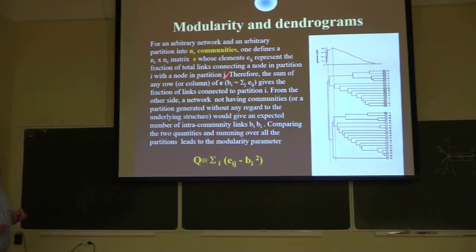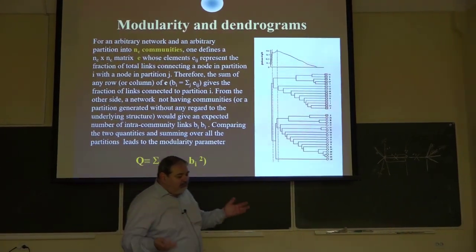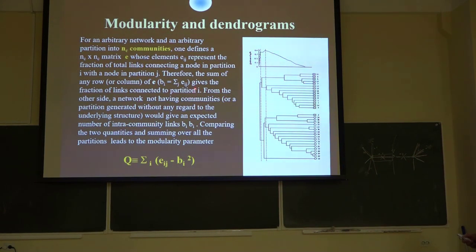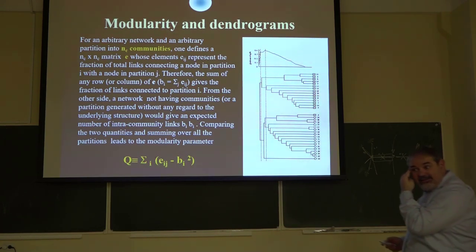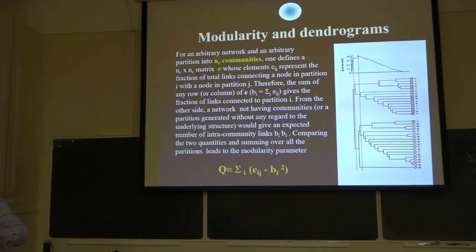Now, this quantity, if I would have a generic random connection. If I have a network with no community, so I randomly put links, the expected intra-community links would be bi square. So what I do is I compare the sum over a column of this Eij minus bi square, and this is the modularity parameter. That is, it tells me how different I am from a random placement of my links.